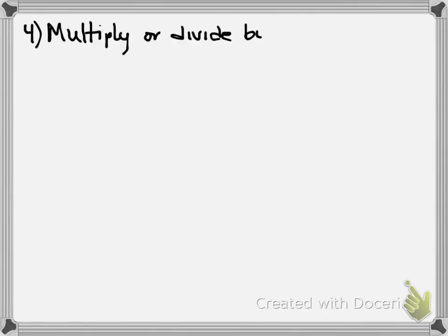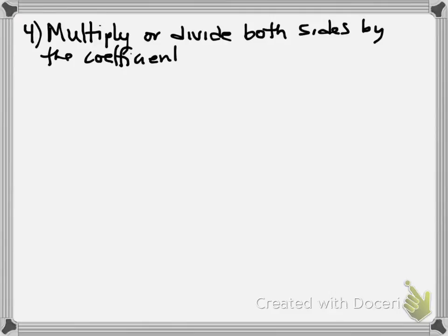All right. So the fourth step, and again, 99% of the time it's going to be multiplying, but it could be dividing. So for your last step, multiply or divide both sides by the coefficient in front of the variable. Now, if the coefficient is 1, you obviously don't need to do this step, right?